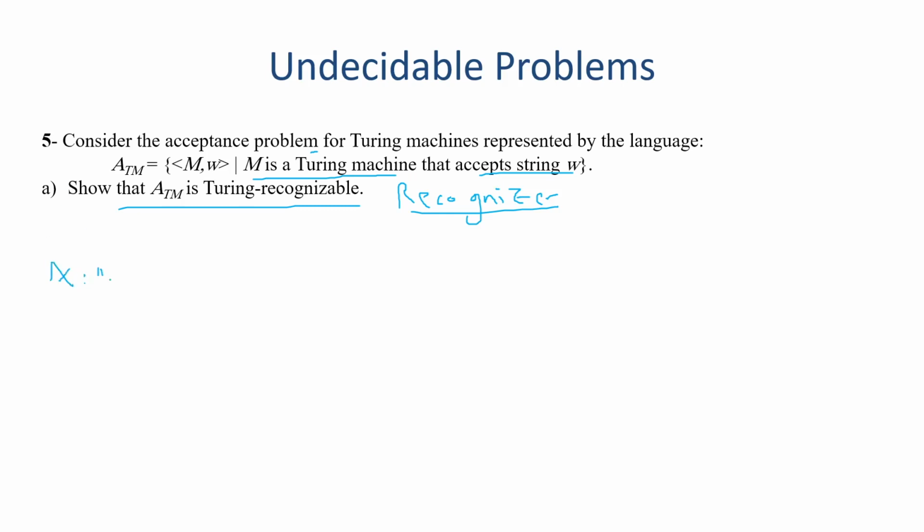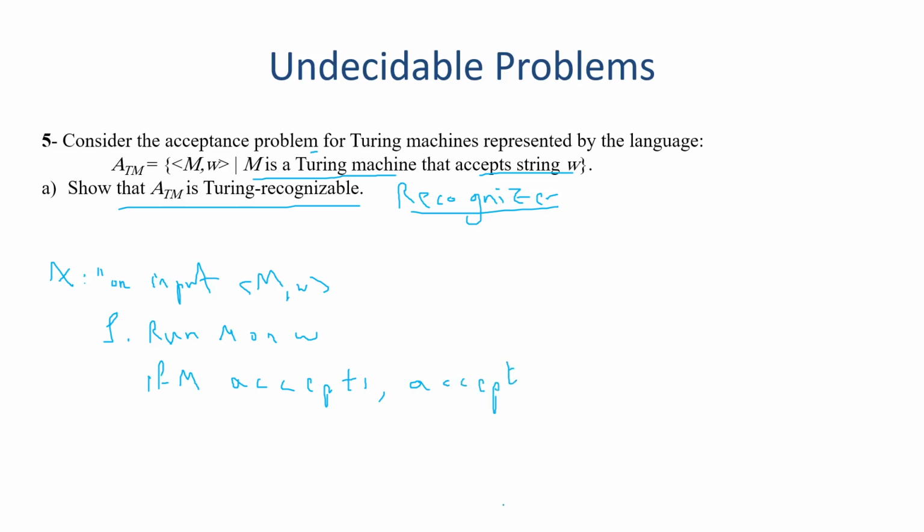So we'll say on input M, W, step 1, run M on W. If M accepts, I accept. And that's enough. This is now a recognizer for ATM. Why? All you care about with the recognizer, it's going to correctly tell you yes when it should accept.